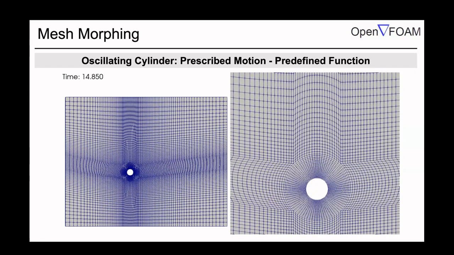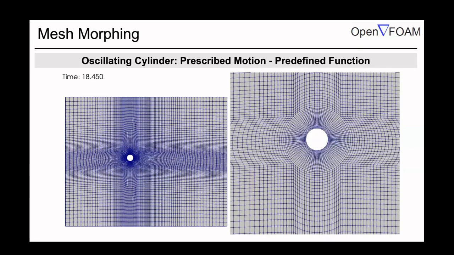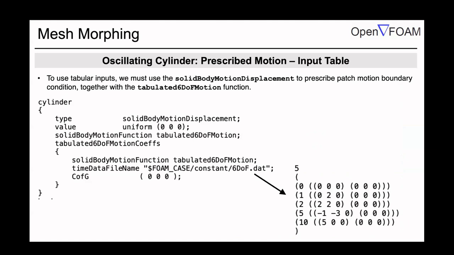I will now show you another example of using a different diffusivity method, and you can see how differently it can behave. This is again using the tabular function. The first column is the time, the second column is the linear motions, and the third column is the rotational.